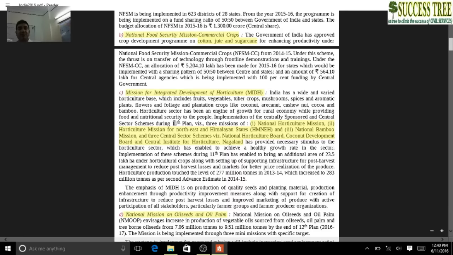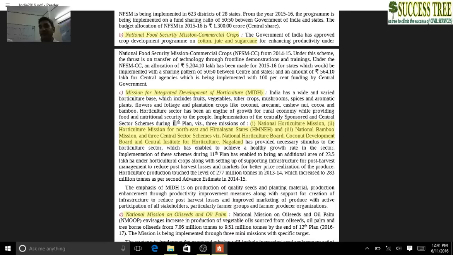Now come to C, that is the Mission for Integrated Development of Horticulture. The agriculture chapter is important for both prelims and mains. In prelims they can ask the scheme directly. In mains you can use these schemes in various answers or in the essay paper as well.